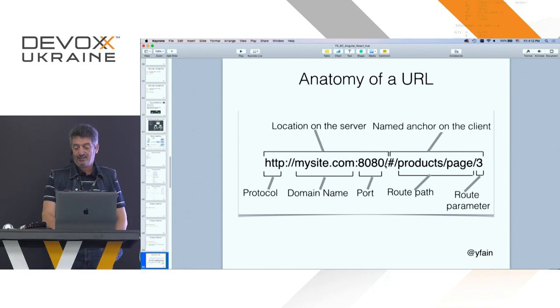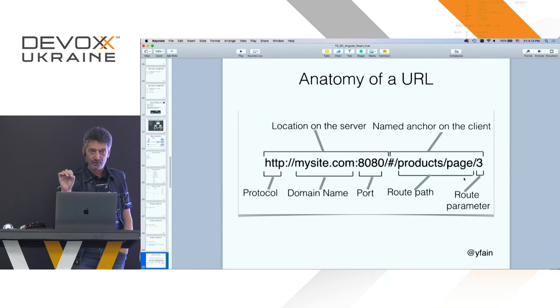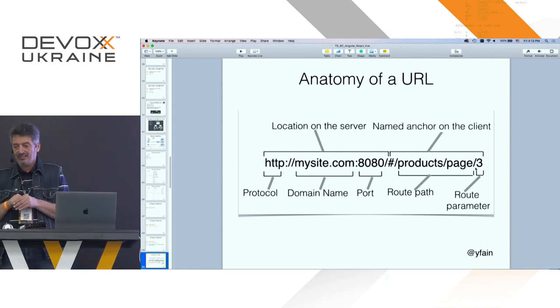But if you have a hash sign and something else after it, this something else is a so-called named anchor in HTML, and your browser will try to find this location within the code that is already loaded. So it will not make a request to the server. Five years ago, when HTML5 was introduced, they came up with something called the History API. So you don't have to use this hash sign in the URL. I will not go there, but there is a way without it. But we need to have a way for client-side navigation.